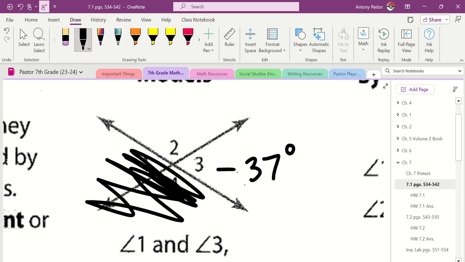What is the value of angle 2? With your groups, go. How would you solve this? Adrian, how would you solve this? That's not negative. That's the arrow pointing to angle 3. Sorry, it's not negative 37 degrees. It's pointing to that.